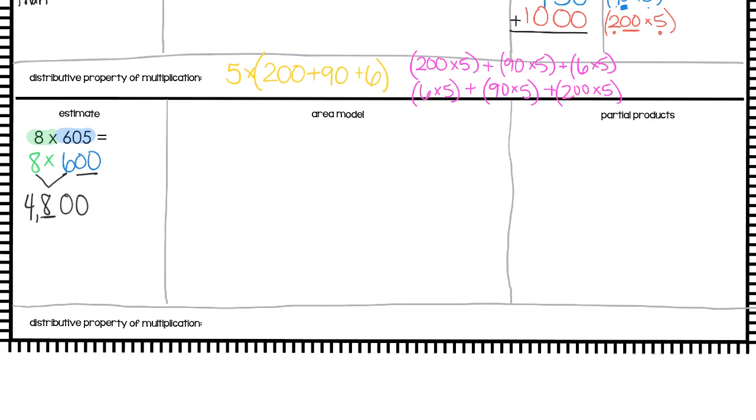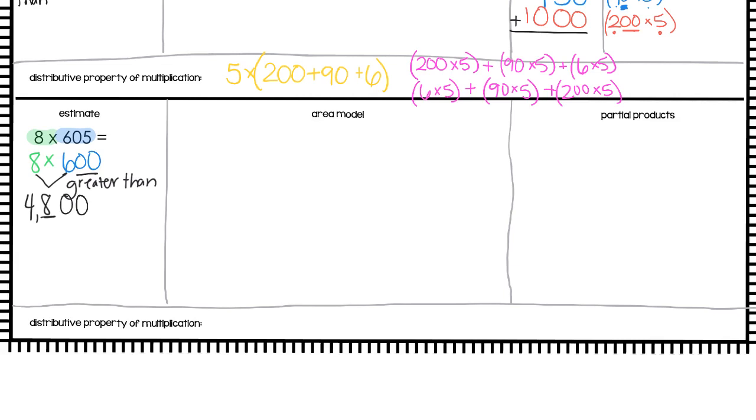Now, because when I rounded down, our answer is going to be a little bit bigger than this, because the answer that we rounded to is smaller than the actual number. So my answer is going to be greater than 4,800. All right, area model time.